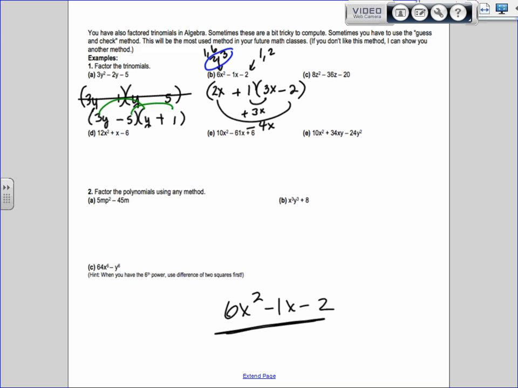All right, the GCF, yeah. So we'll do a lot of these and you'll see. All right, so I have 8z squared minus 36z minus 20. Do I have a GCF here? 4. Yeah, so pull it out to begin with.